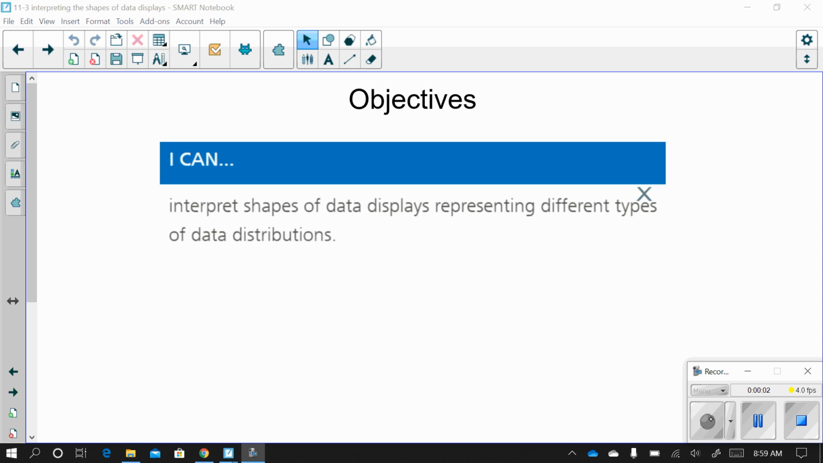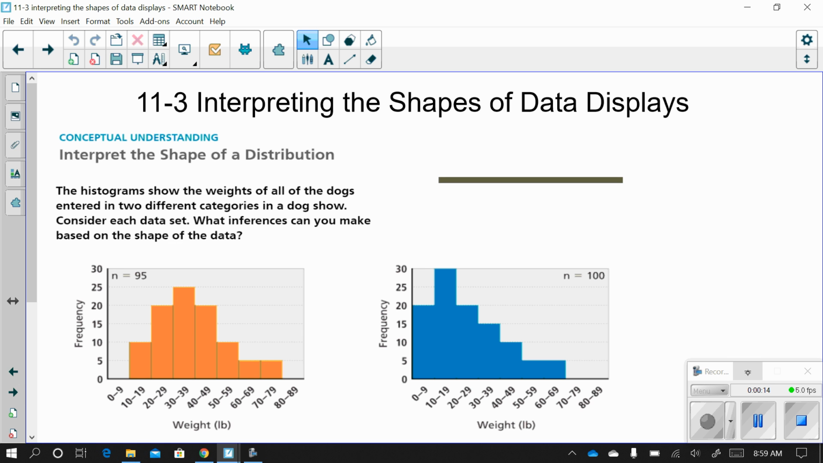Hey guys, today we're going to be doing 11-3. So here are our objectives for today. We're going to be able to interpret shapes of data displays representing different types of data distributions. Okay, so this is 11-3, interpreting the shapes of data displays.